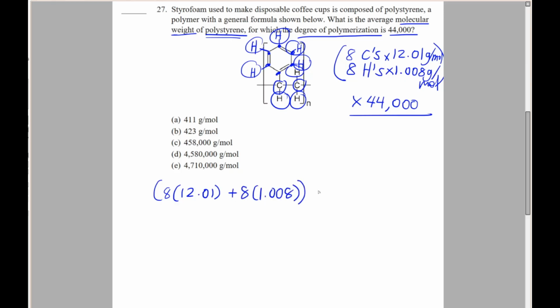8 times 44,000. And if you plug all of this into your calculator, you should get 4,582,336 grams per mole. And this looks pretty similar to answer choice D. So our answer for 27 is D.